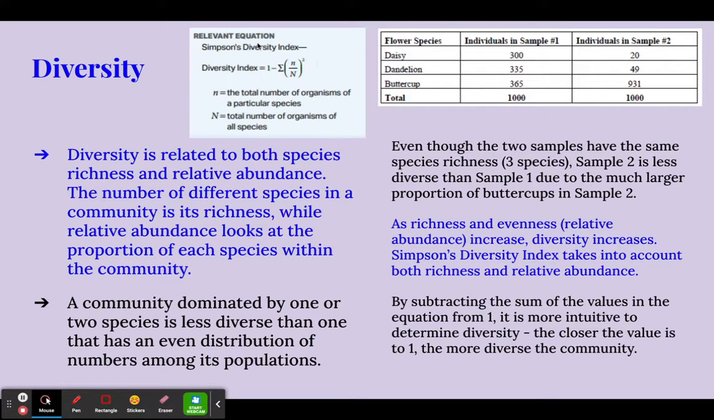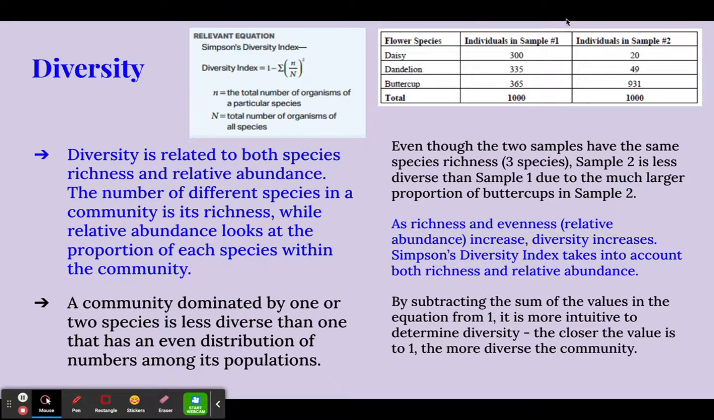So this is what our equation looks like. It's a pretty easy one. So it's 1 minus the sum of n, which is the total number of organisms of a particular species, divided by all of the organisms, and then squared. So diversity is related to both species richness and relative abundance. So the number of different species in a community is considered its richness, while the relative abundance looks at the proportion of each species within the community. So a community dominated by one or two species is way less diverse than one that has an even distribution of numbers in its population.